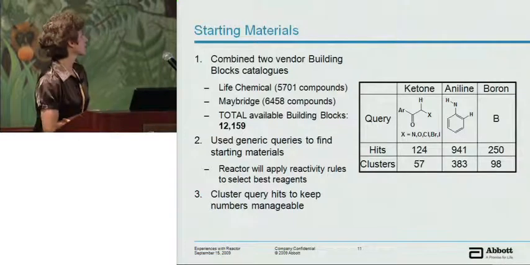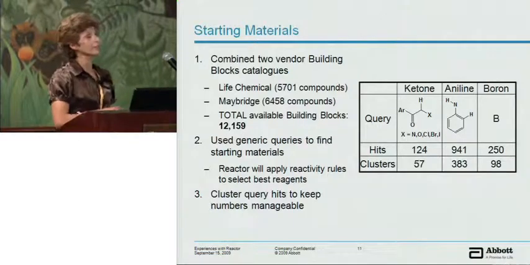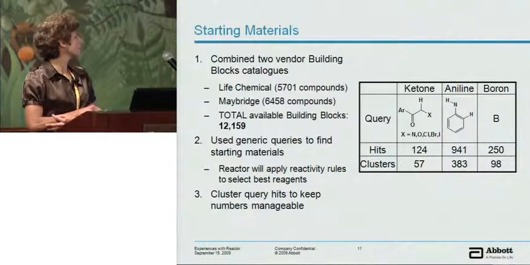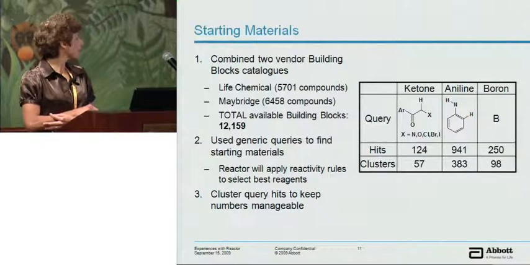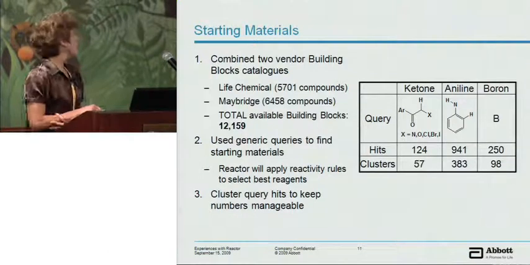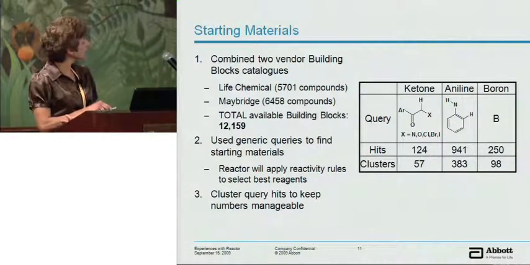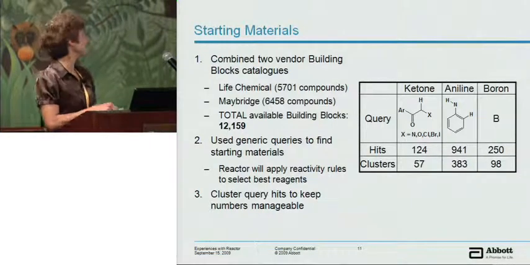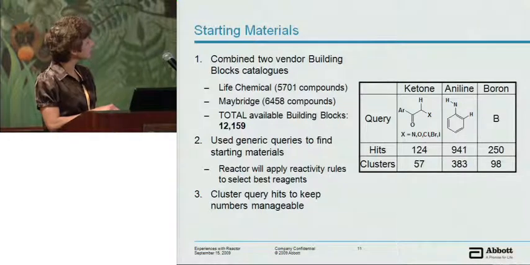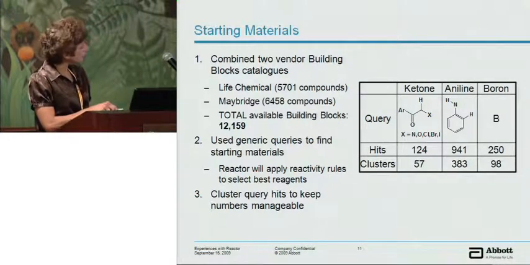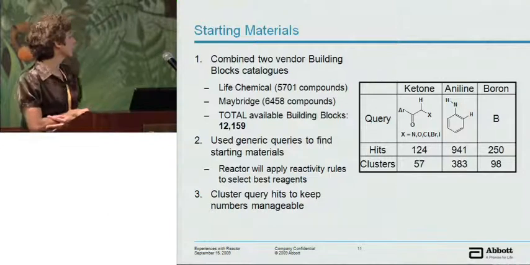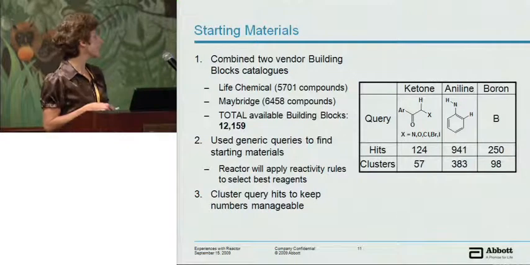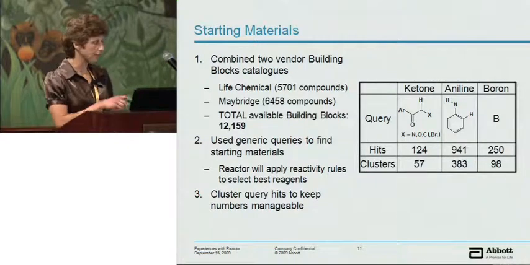So what I ended up doing for this example, I actually used two vendor catalogs that were out there. I started with the Life Chemicals and the Maybridge building blocks catalogs for a combined pool of about 12,000 building blocks. I then searched this combined pool using these generic queries right here to get the appropriate starting materials for each of my reactions. So these two, the ketone and the aniline, were used for the indole synthesis. Then the boron reagents would be used for the Suzuki coupling. And then again, to keep my numbers manageable, and because we were only looking for a sampling, I finally just clustered the outputs, the results.